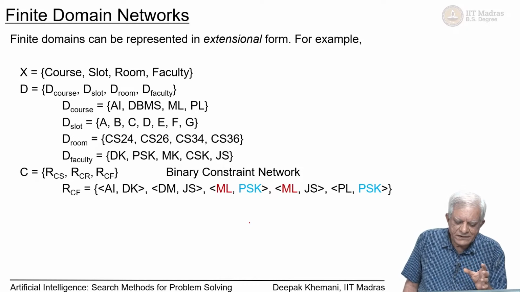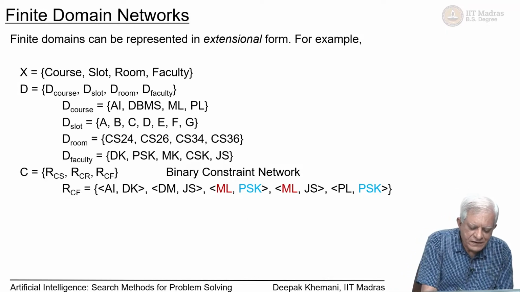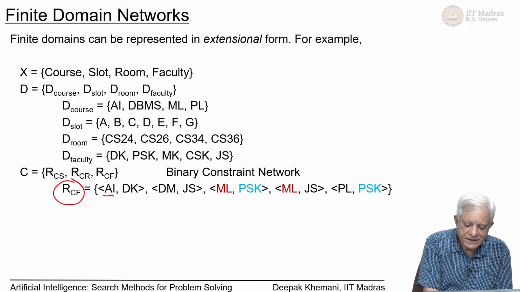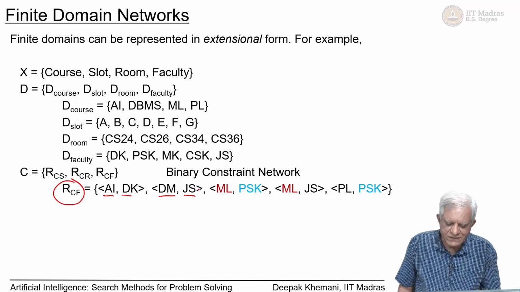We can define binary constraint networks. What do we mean by binary constraint networks? Which are constraints between 2 variables essentially. So, we can define a relation between courses and faculty. So, we are saying here for example, that AI is taught by DK, not mentioned in the list, but discrete mathematics is taught by JS and so on and so forth. We can define that these are the people who teach these courses essentially.